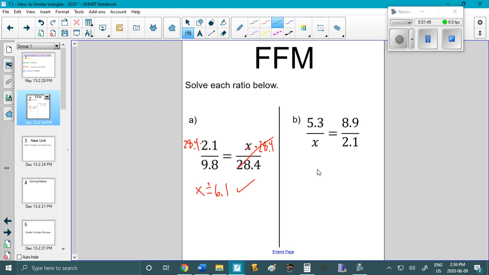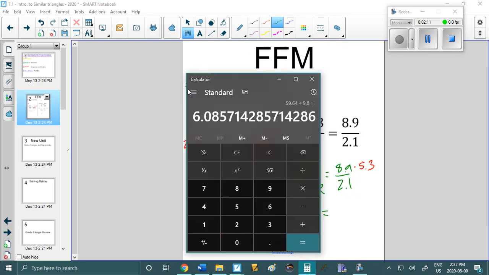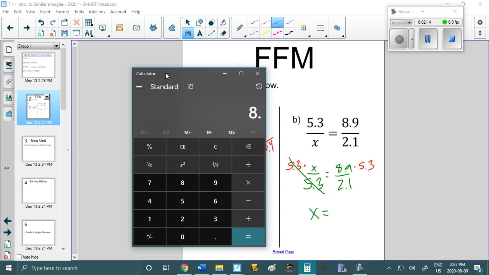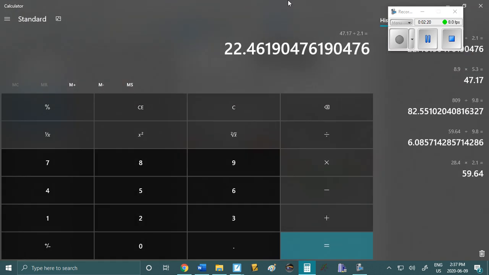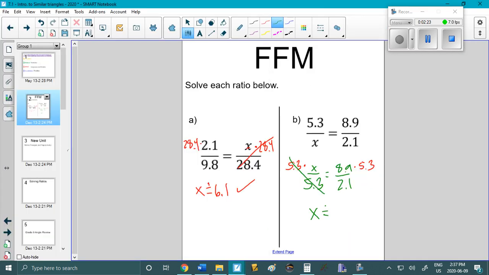This is the only trick that you might have. The x is on the bottom. So the first thing we do is we switch everything so the x is on top. We always want the x to be on top. And now we multiply by whatever's on the bottom, which in this case is 5.3. And I'm using dots because they don't look like x's. They cancel. And x is going to be 8.9 times 5.3 divided by 2.1. And I get about 22.5 in a giant calculator. About 22.5. And now if we look, the top is bigger, the bottom smaller. Top has got to be bigger. So that tells me this is probably correct.